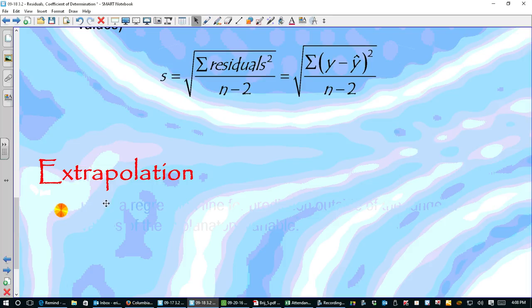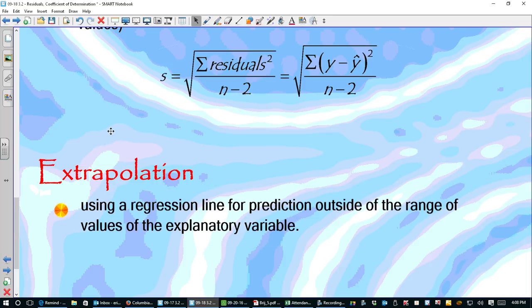Extrapolation. This is when you use a regression line to predict outside of the range of values of the explanatory variable, and this is not something that you want to do, because you're talking about something that's outside of what your model can necessarily predict accurately. So you have to be careful when you get outside of your range of values of your explanatory variable, because it's not necessarily going to match the regression that you have created.